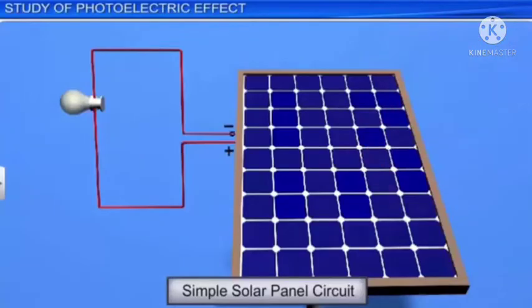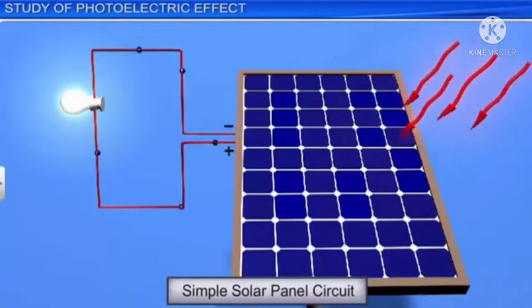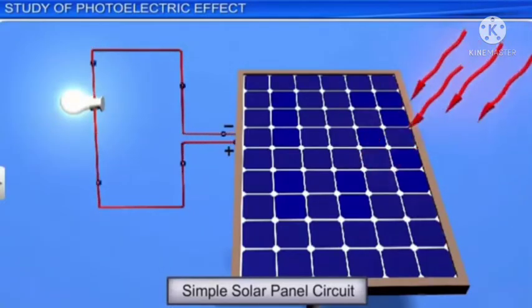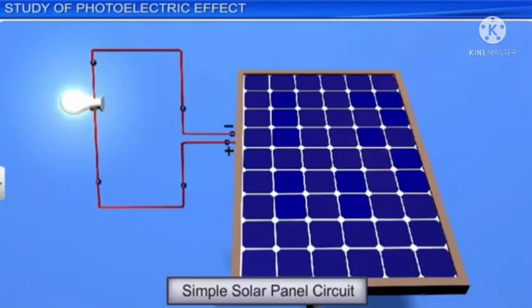A solar panel can be used to produce electricity, and its working is based on the photoelectric effect. Let's learn about this through an experiment.